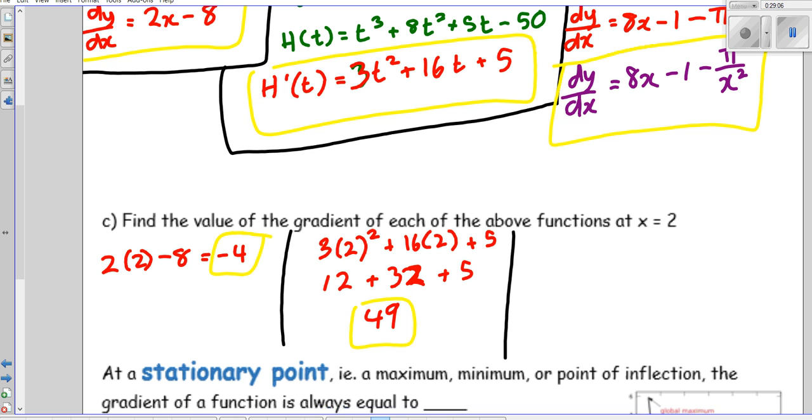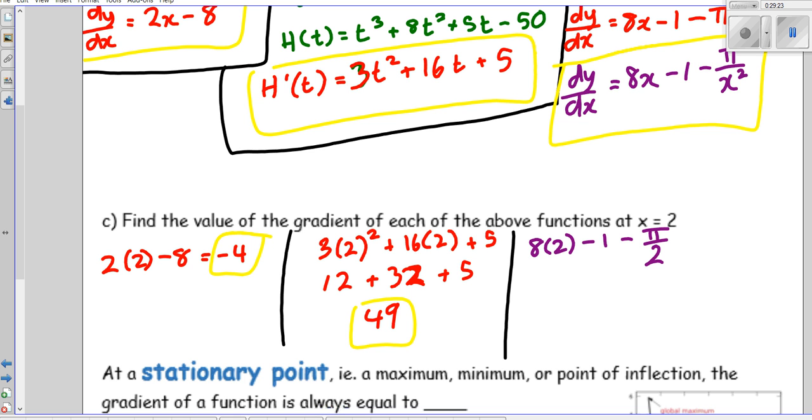So this one, I'm going to use the nice purple version because I think the purple version's a bit nicer to deal with. So I'll put it in purple. 8/2 minus 1 minus pi over 2 squared.